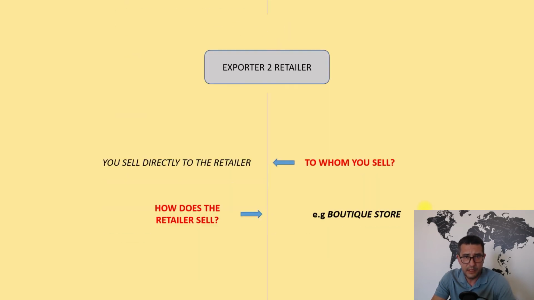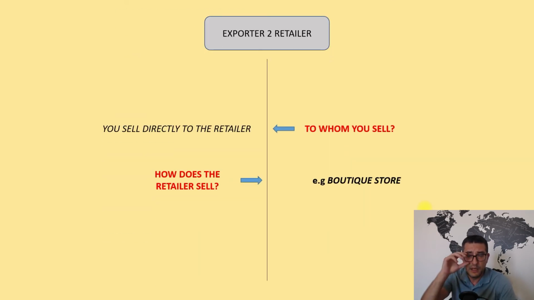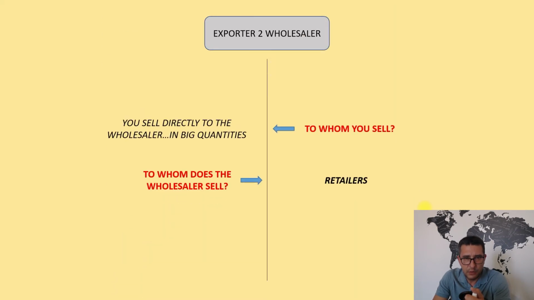The second type is exporter to retailer, and here you sell directly to the retailer, like, I don't know, a boutique store, and they will sell your product to their customers or end customer. The third type we have here, exporter to wholesaler. Well, here the wholesalers buy large quantities of goods from a range of producers. They provide warehousing, maybe some packaging and labeling activities, and then they sell directly to the retailers.